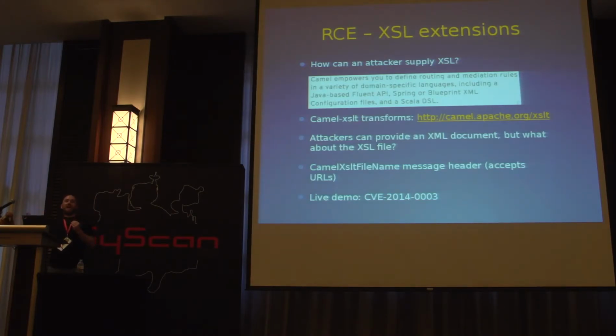So the question becomes, how can an attacker supply XSL that's going to be used on the server side? Well, the first example that I found of this was in Apache Camel. Apache Camel is, how would you put it? It's kind of like a routing and translation engine for messages. It's for implementing enterprise integration patterns. So you take data from one system in one format, run it through a Camel transformation process, and then push it out in another format.